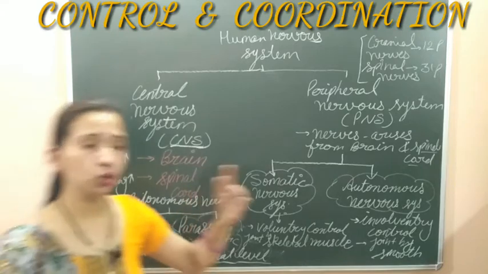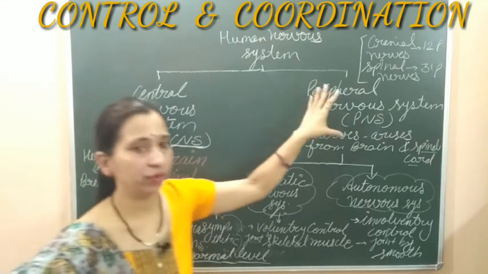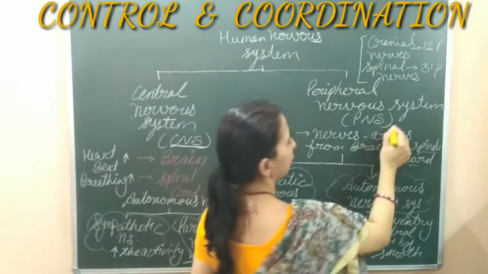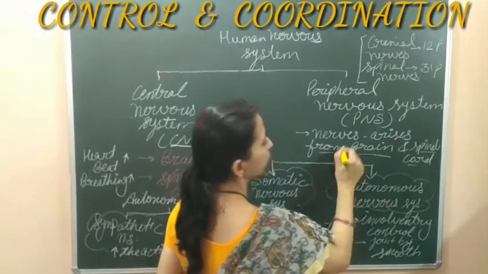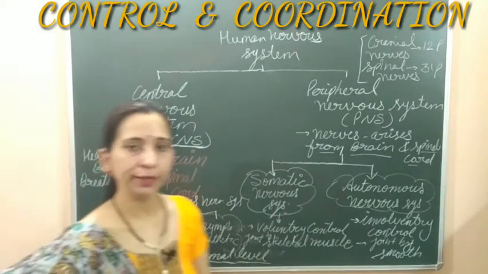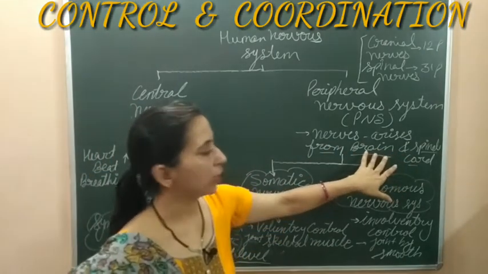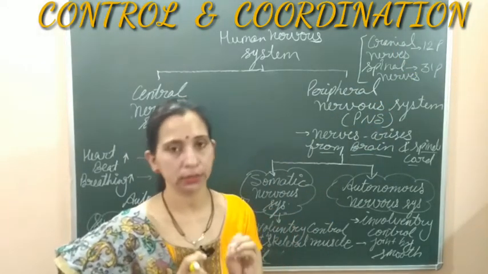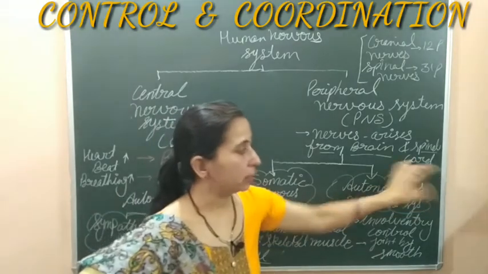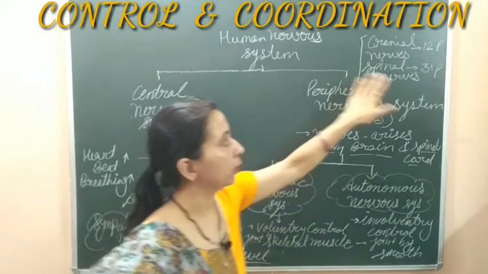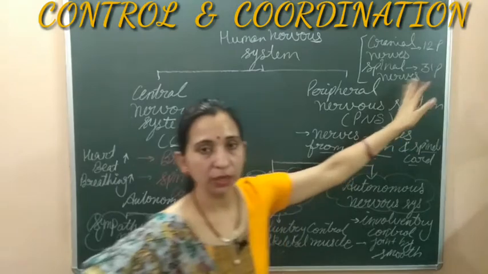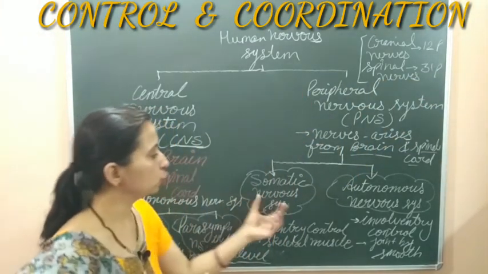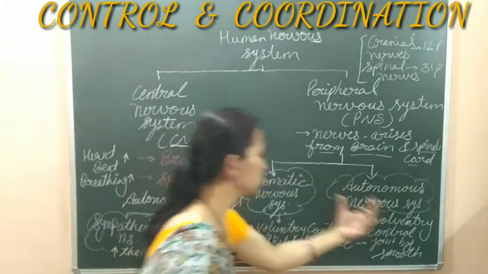It is divided into two parts, central nervous system and peripheral nervous system. Peripheral nervous system, in which we include the nerves which arise from the brain and the spinal cord. In nerves को हमने arise इसके अंदर include किया है. The nerves arising from the brain are known as cranial nerves, which are present in 12 pairs. And the nerves arising from the spinal cord are known as spinal nerves, and there are 31 pairs of spinal nerves. This peripheral nervous system is further divided into two parts, somatic nervous system and autonomous nervous system.